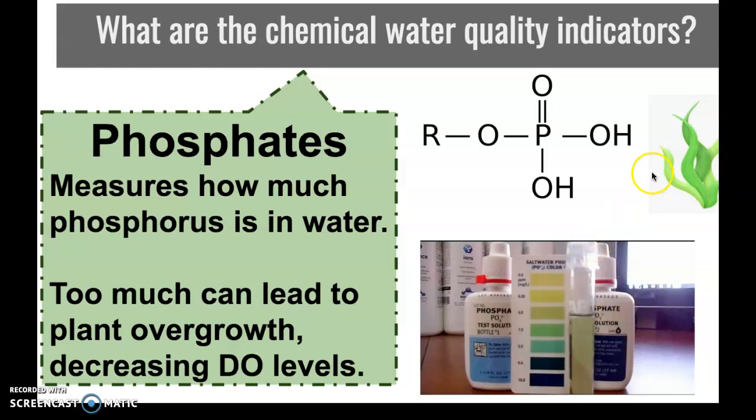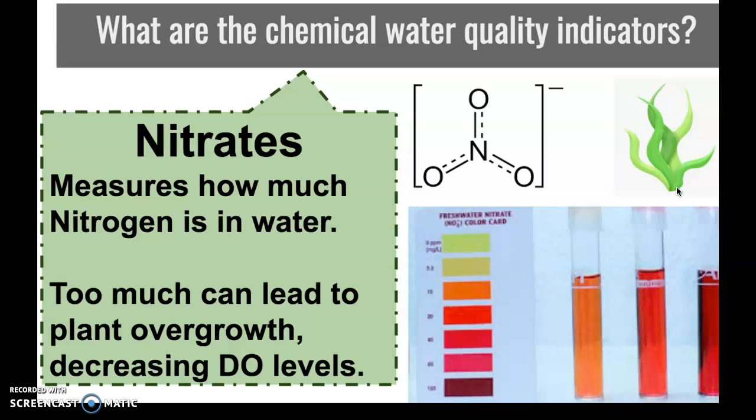And remember, this has to do with plants. Phosphate, and our next one, nitrates, are limiting factors for plants. So the more we have of these, the more plants will be able to grow, which generally seems like a good thing, but it's not always, because sometimes it can take all of the oxygen out of the system.